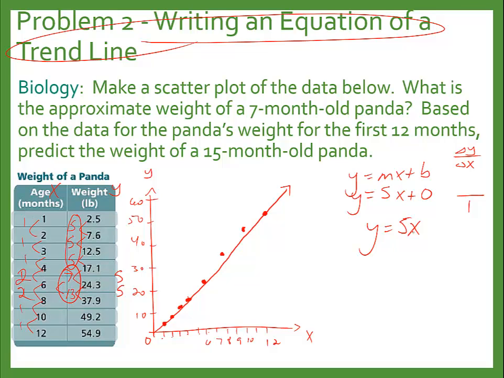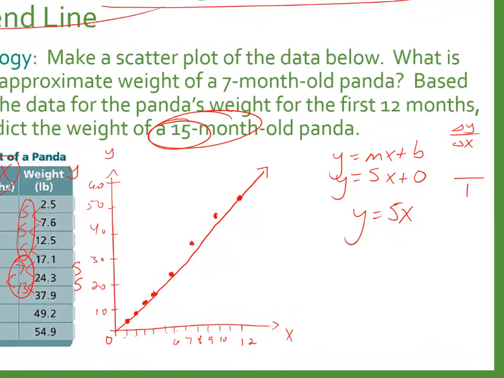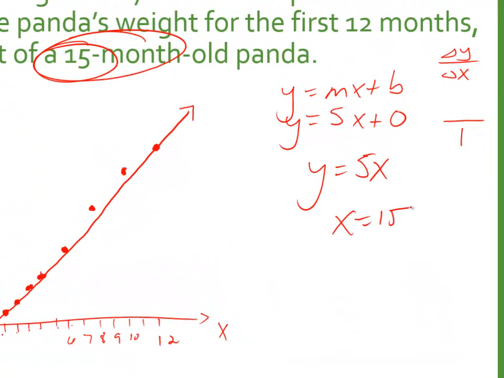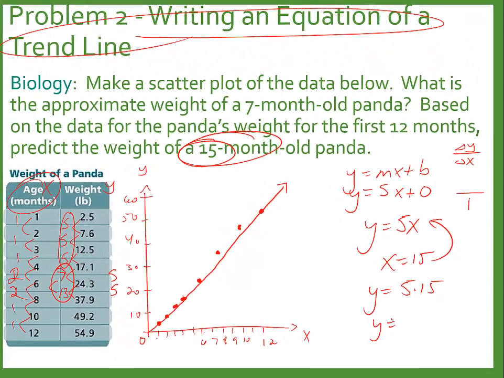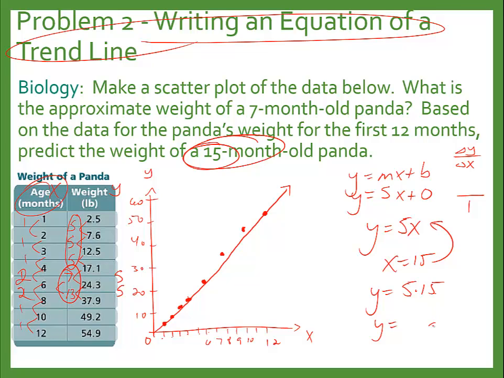So based on this data, what is the weight of a 15-month-old panda? If x is months, and we have 15 months, that means x equals 15. We're just going to plug that in and see how much it weighs. So y equals 5 times 15. What would that be, guys? Well, 5 times 5 is 25. Carry the 2. 5 times 1 is 5 plus 2 is 7. So 75 pounds.